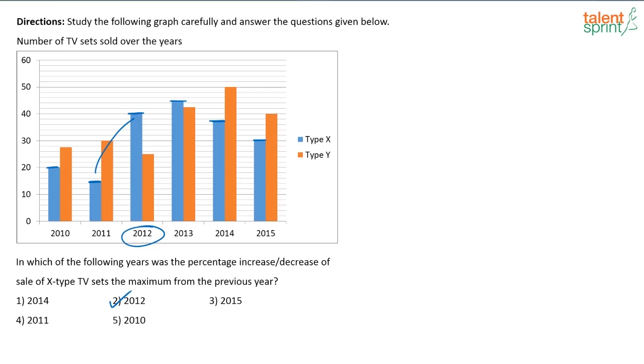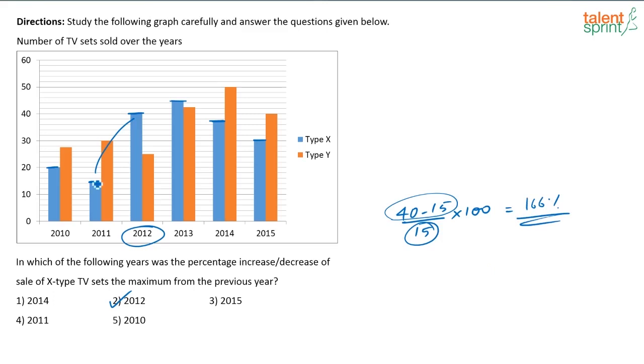If you are looking at this question in terms of percentage, shouldn't we be solving it in terms of percentage? Even if you solve it in terms of percentage, you will have 40 minus 15 by 15 into 100. Correct? See, when compared to 15, how much is the difference here? Approximately you will get the answer here as 166%.